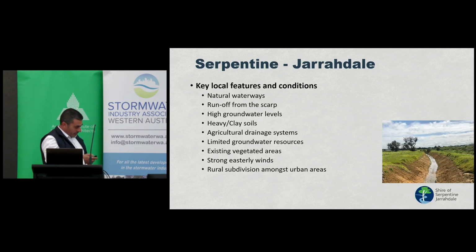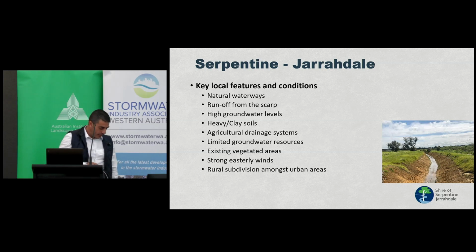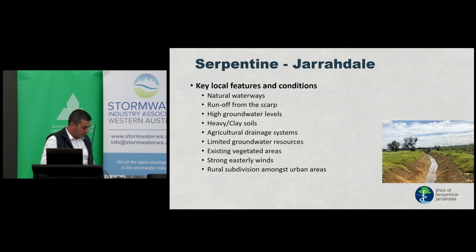So some of the local features, we have a lot of natural waterways, the runoff from the scarp, we have high groundwater levels, our soils are heavy clay soils, we have a lot of agricultural drainage systems, very limited groundwater resource, a lot of existing vegetation, very strong easterly winds, and rural subdivision amongst the urban areas.